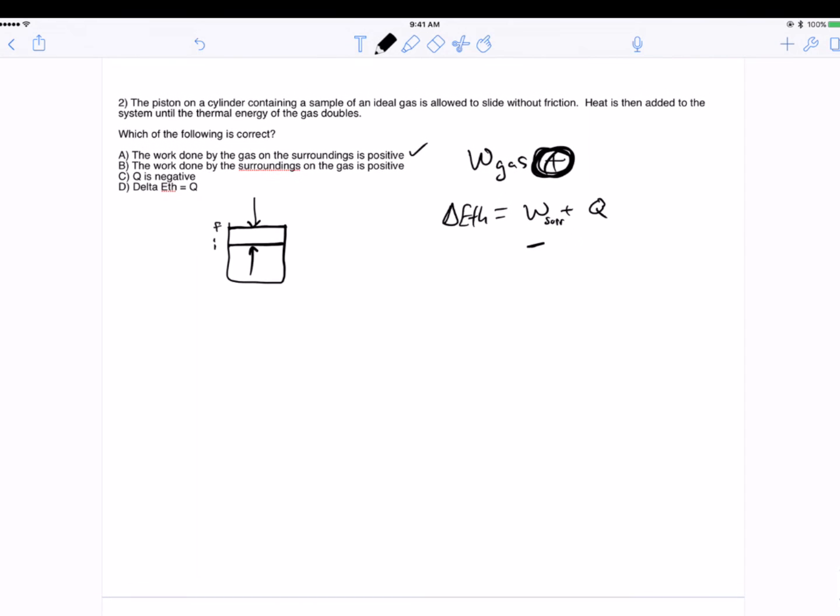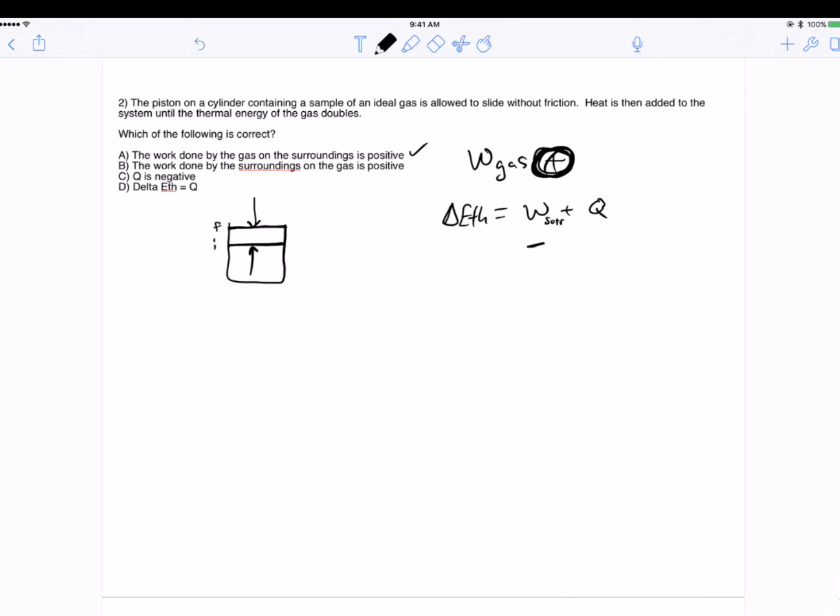And we could maybe just be done here, but let's think about the other options and why they are wrong. The work done by the surroundings on the gas is positive? Well, that's the opposite of true. In this case, the piston moves up, and the displacement is therefore in the direction of the force exerted by the gas. So work by the gas is positive and work of the surroundings on the gas is negative.